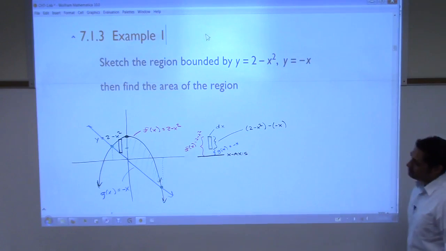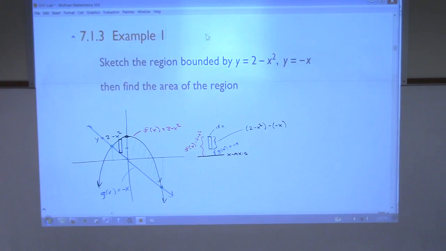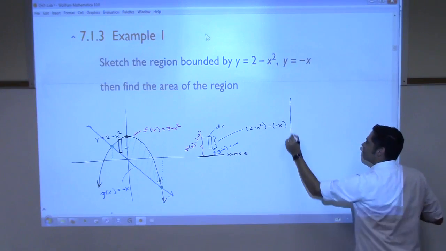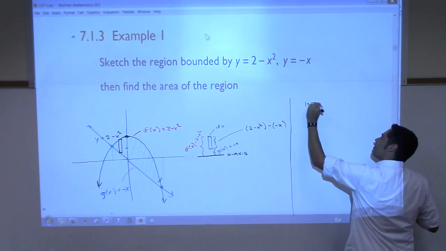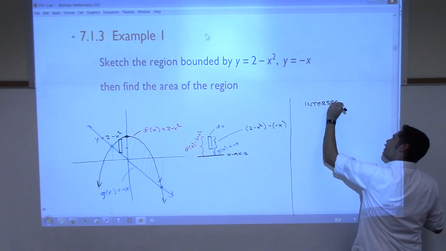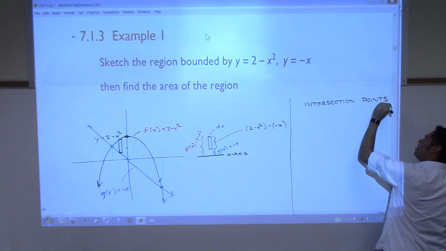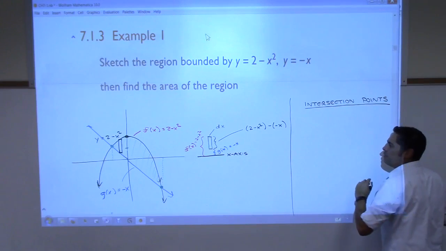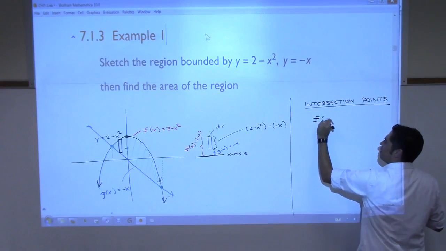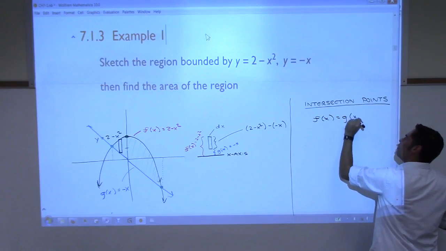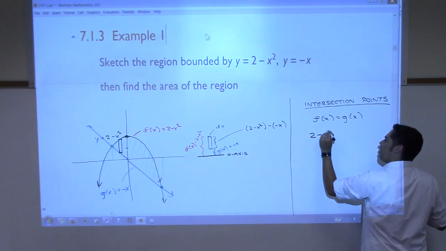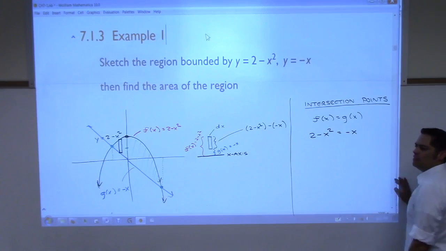All right. Intersection points. What do I do to do this? Set the two functions equal to each other. So I'm going to be setting f of x equal to g of x, which means I'm setting 2 minus x squared equal to negative x.